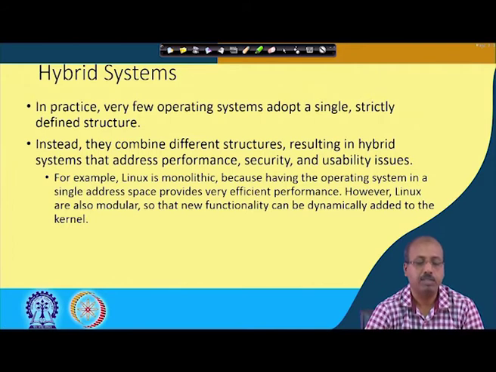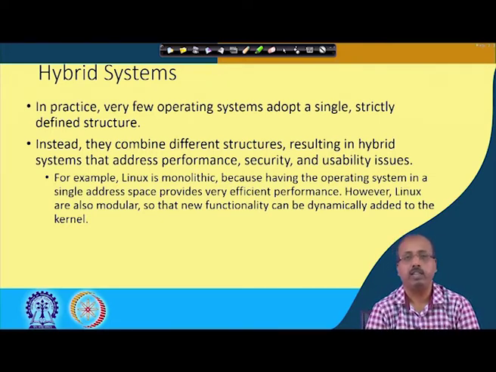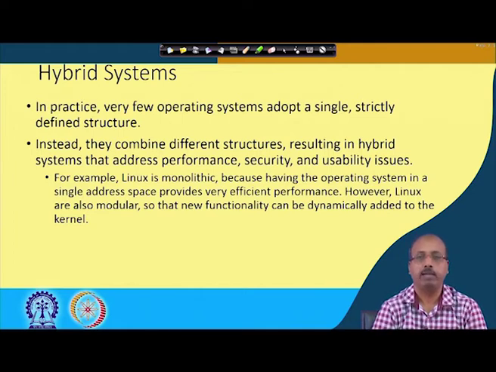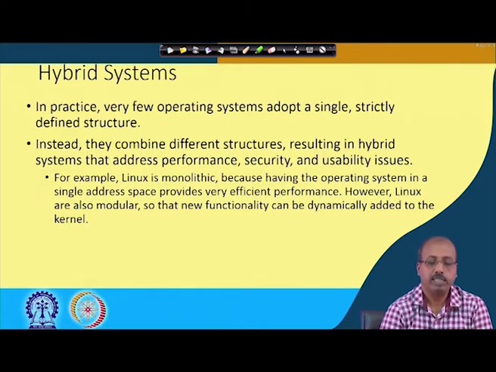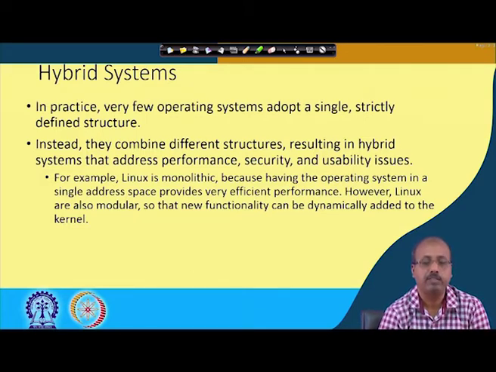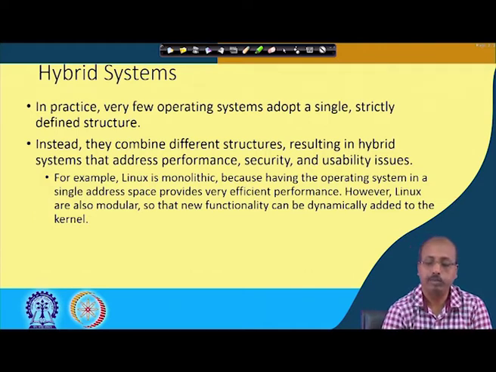There are hybrid systems. Very few operating systems adopt a single strictly defined structure, because after all the operating system is designed by human beings, and it is very difficult to follow a single design paradigm throughout. It varies from person to person, and depending upon the requirements of the operating system, many a time we have to make a choice between alternatives within the same implementation. So, instead of going for a single strictly defined structure, we can combine different structures, resulting in hybrid systems that have an effect on performance, security and usability.